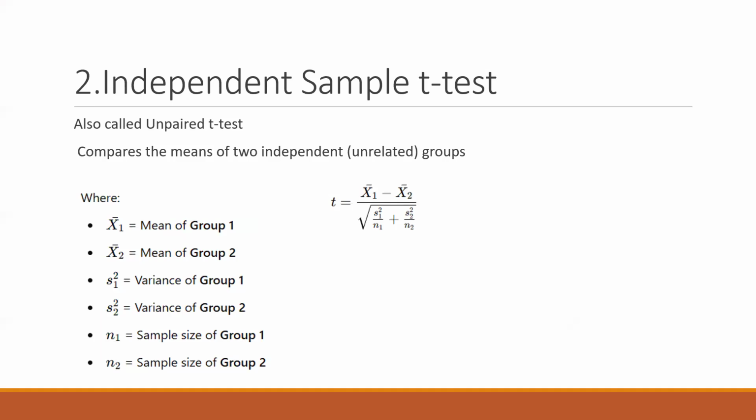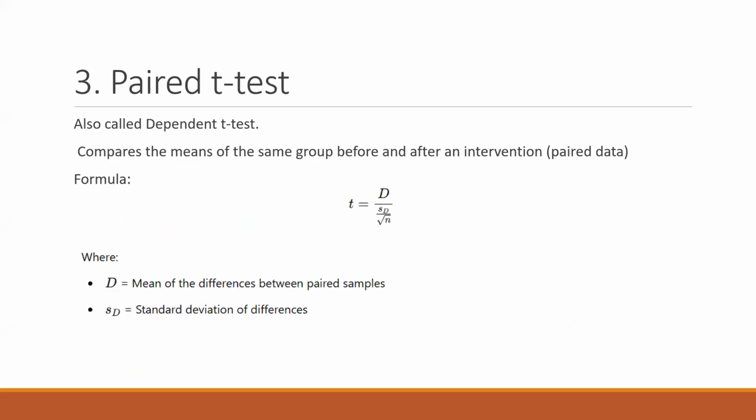Now we come to the independent sample t-test, which is also called unpaired t-test. It compares the means of two independent or unrelated groups. This is the formula in which the mean of one group and the mean of the second group are going to be compared with their variance and the sample size.